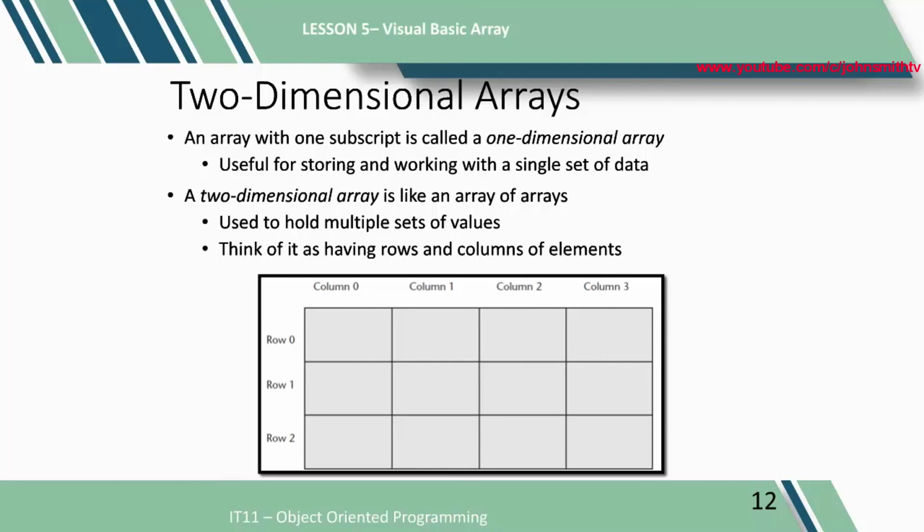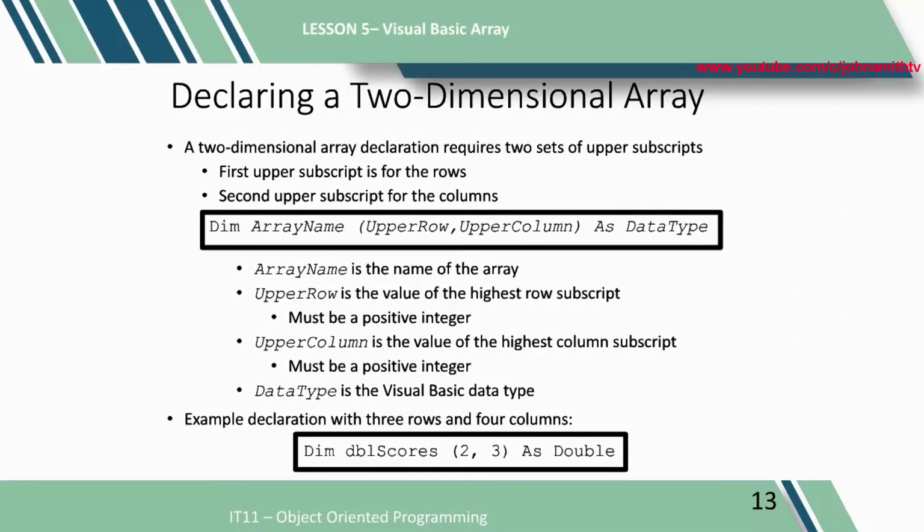A two-dimensional array is like an array of arrays. It can be used to hold multiple sets of values. Think of a two-dimensional array as having rows and columns of elements, as shown in this figure. This figure shows an array having 3 rows, numbered 0, 1, and 2, and 4 columns, numbered 0, 1, 2, and 3. There are a total of 12 elements in the array. The general format of a two-dimensional array declaration is as follows: Dim arrayName(upperRow, upperColumn) As dataType. Let's take a closer look at the syntax.